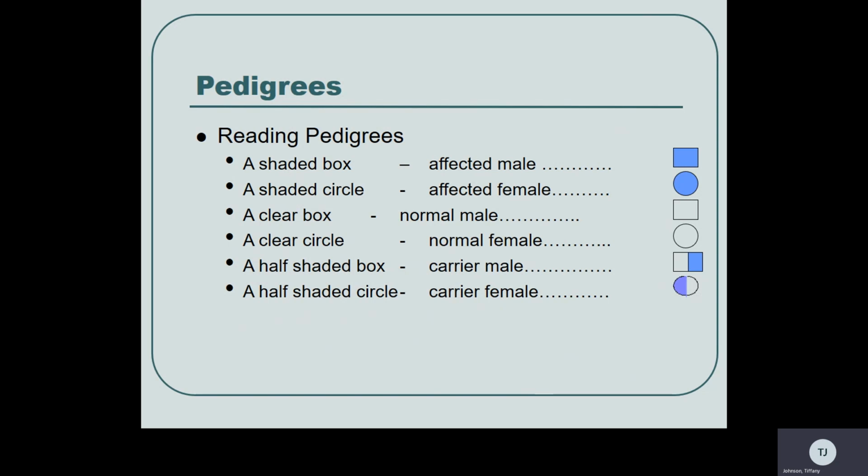Then you get to the clear. A clear box is normal, does not have the disease. A normal male and a normal female is a clear circle. A carrier is half shaded.